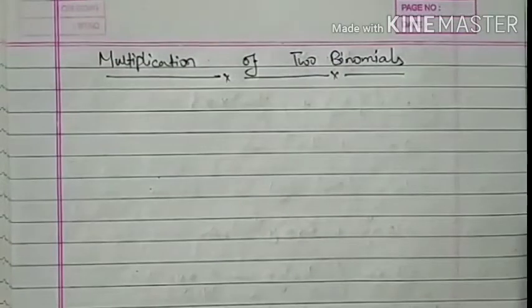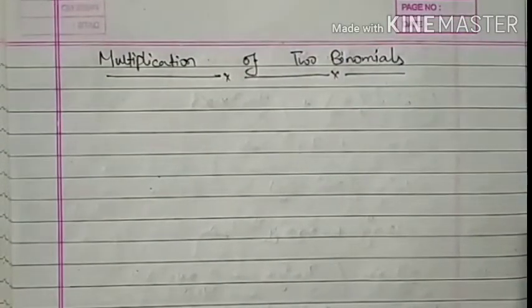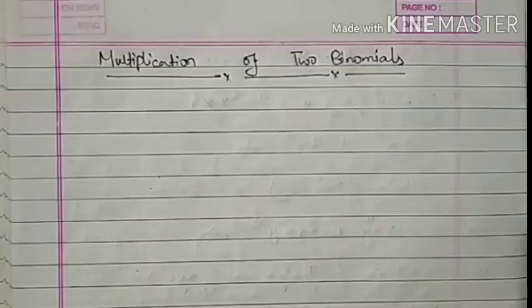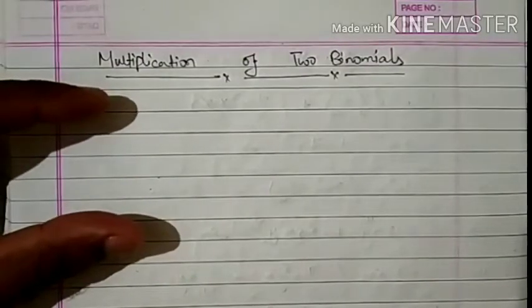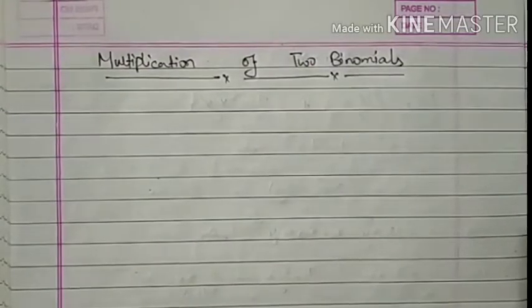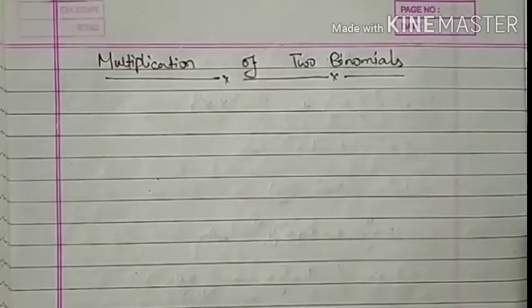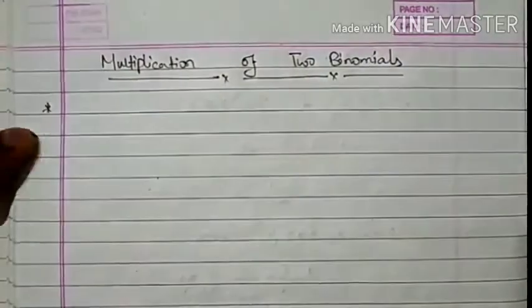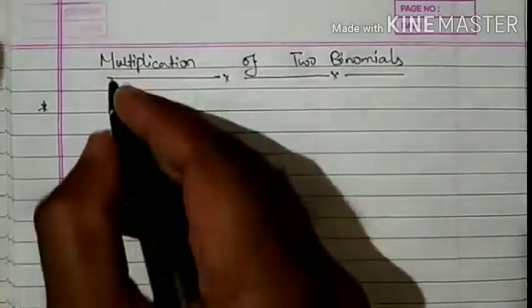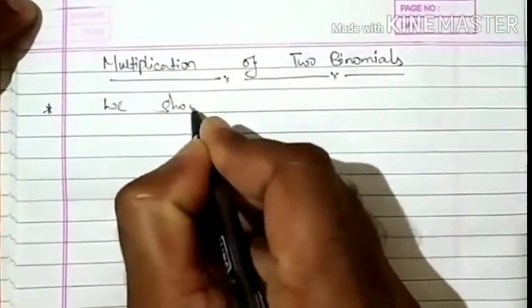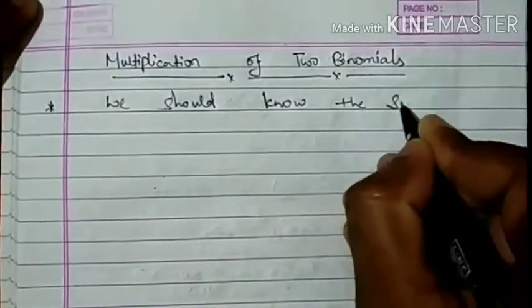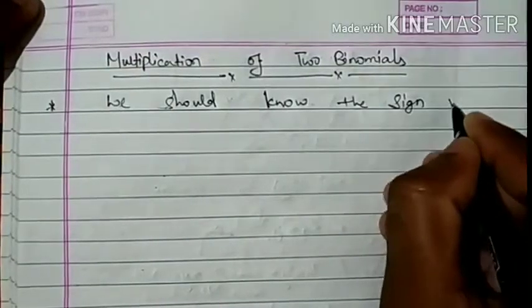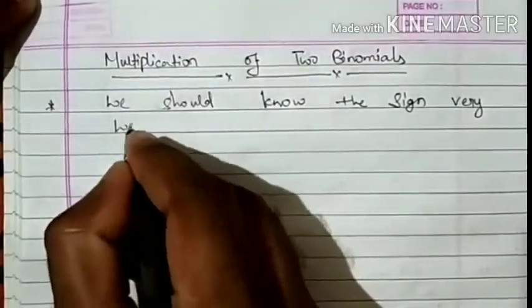Multiplication of two binomials. So let me make you one thing very clear. What are the two important things, or two important steps in solving such type of question? The first is you should know the signs very well.